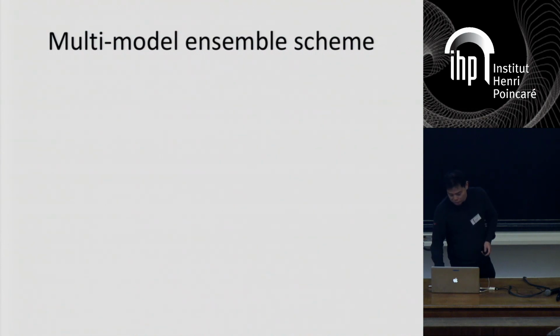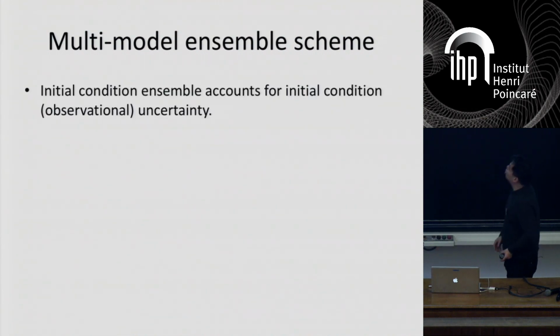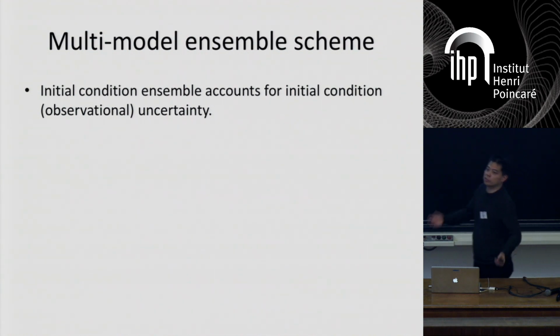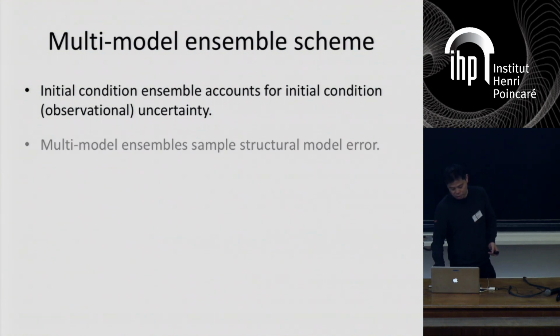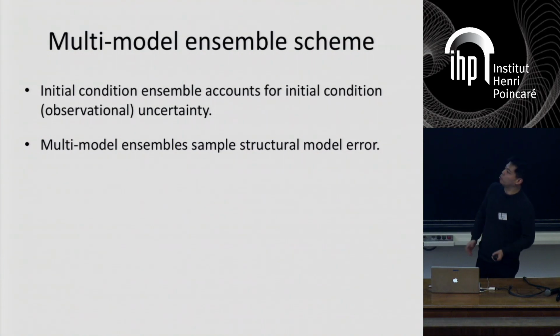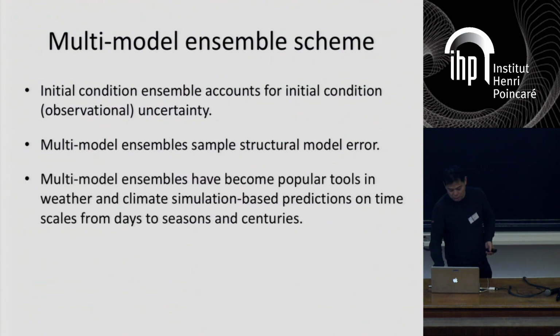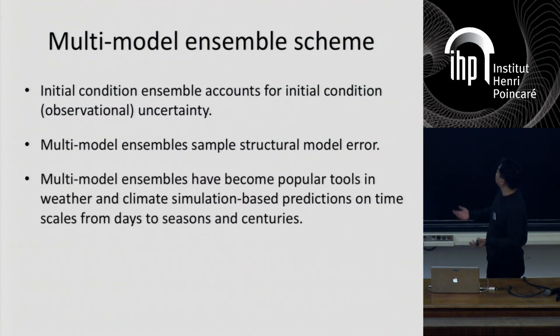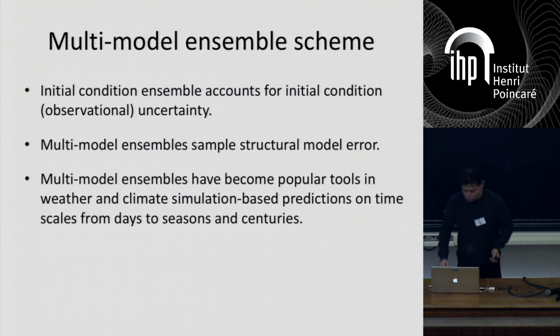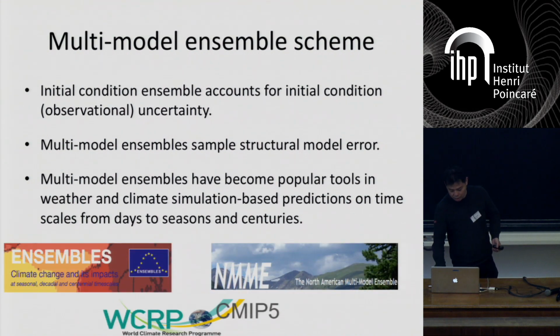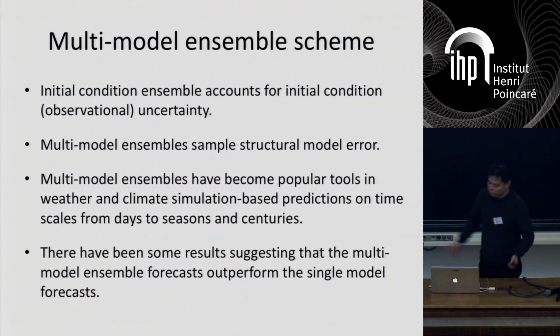For the multi-model ensemble schemes, we all know that we used to work on initial condition ensembles, to try to account for uncertainty in the observations. Then we realized we have model discrepancies, structural model errors, so we developed multi-model ensembles. We have seen a lot of multi-model ensembles already developed, like the North American Multi-Model Ensemble, the CMIP5, right? There have been some results suggesting the multi-model ensemble forecast outperforms the single model forecast, right?